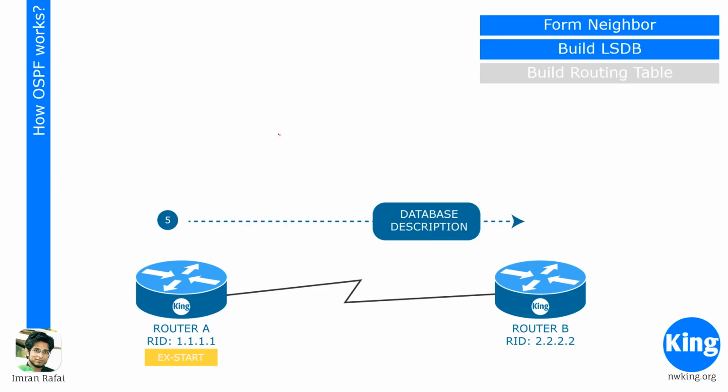So once two-way state happens, they send a packet. Now we discussed this. It's called a database description packet. Router A would send a database description packet and the state would be ExStart, exchange start.